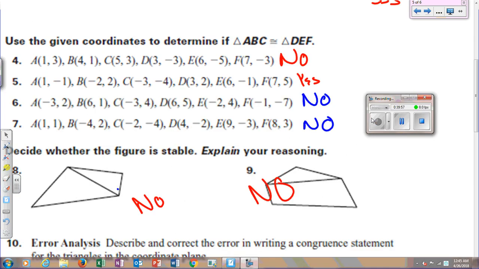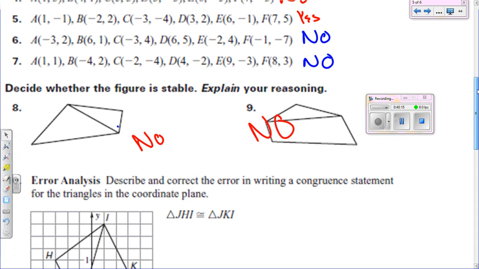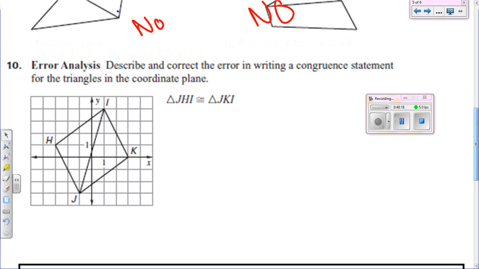All right, number 9. If this was like a wedge of cheese, it still wouldn't be good, because it's not congruent triangles on the side. So either way, it's a no for that one. On number 8, if it is a pyramid, then it is stable. Are they messing with me?